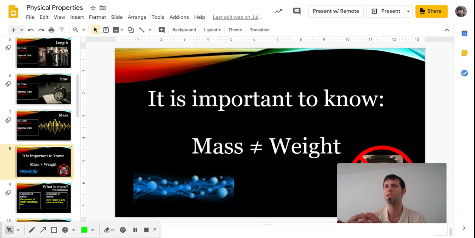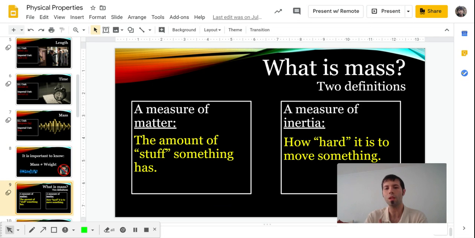The thing is, most of us spend all of our lives on the Earth, so the way that gravity influences our body never changes because we never leave the Earth. So let's talk about exactly what mass is again. Since mass and weight aren't the same thing, let's talk a little bit about what mass and weight are. There are two ways to think about mass. You can think of it as a measure of matter, like how much stuff something has.